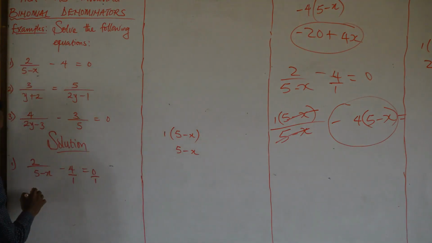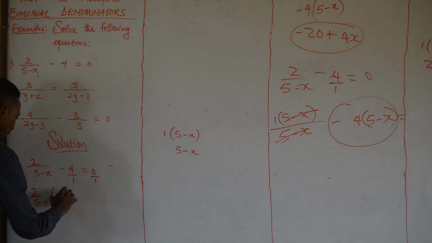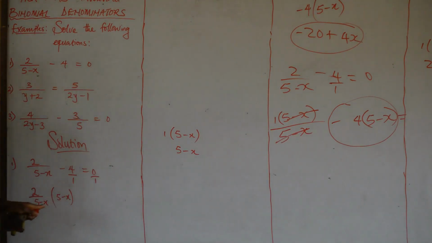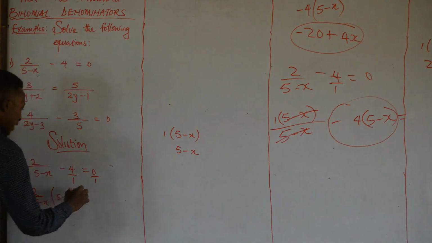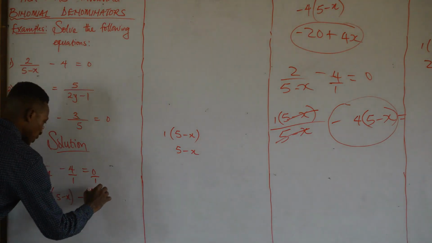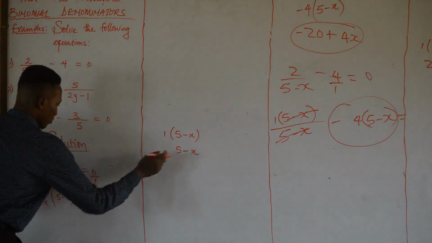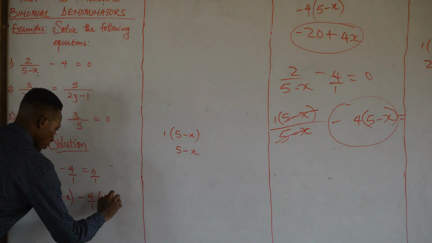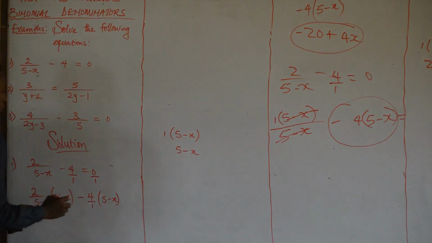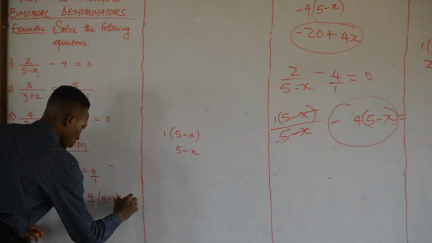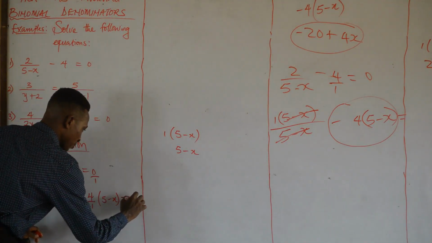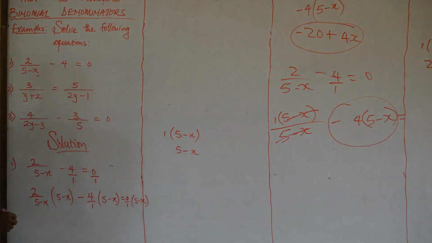So we have 2 all over 5 minus x into bracket 5 minus x. Now, this one is what I wrote here. Now, take the second one. Minus 4 all over 1 into bracket the LCM, which is 5 minus x. Now, equals 0 all over 1 into bracket 5 minus x.